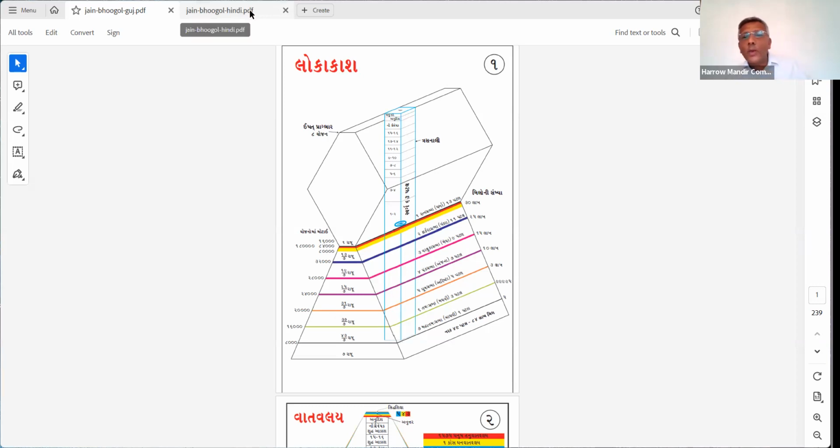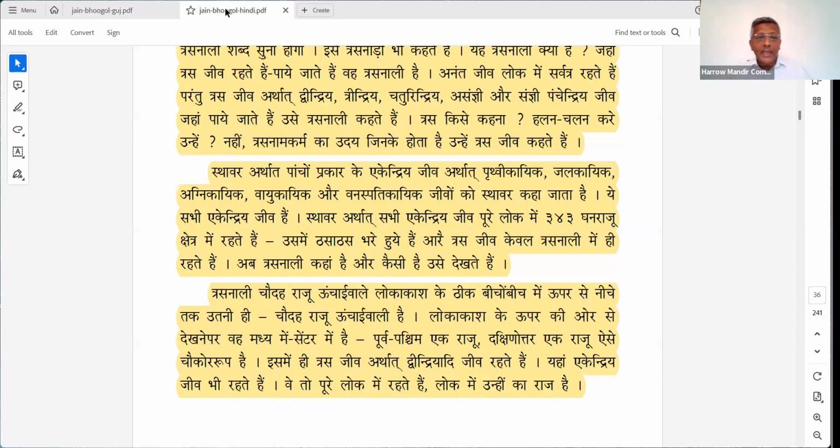So my question is this. It's a very simple question. Who occupies more space in the lokakash, the thrust jeev or the ekendriya jeev? Which type of jeev occupies more space in the lok? For ekendriya jeev, raise one finger. For thrust jeev, two fingers. I can't see Adi's fingers. One, ekendriya jeev. Good, you are understanding it. So we have one, one, one, one. The ekendriya jeev obviously occupies the most space because they cover the whole of the 343 ghana rajus. Let me not read this. I'll go to the next page. We'll cover that.